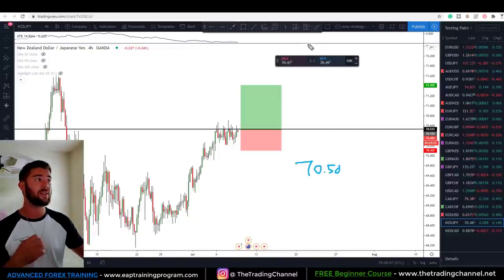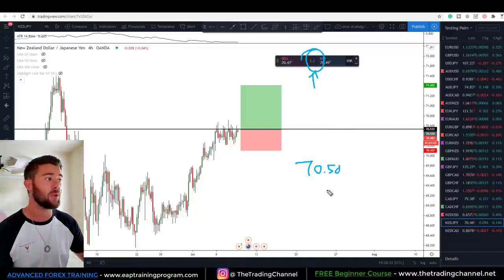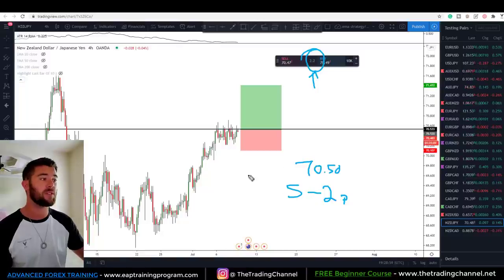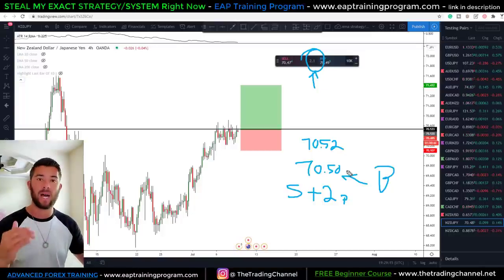As a very simple example, if the New Zealand yen right now was at 70.50, and this right here you see on our screen is the spread. Right now we have about a 2 pip spread on the New Zealand yen. Then when we click the buy button, we would immediately get in at the actual price of the New Zealand yen plus the 2 pip spread. So it would put us in at 70.52. That is a market order to buy at market.